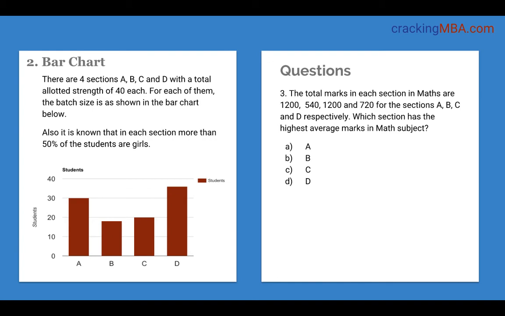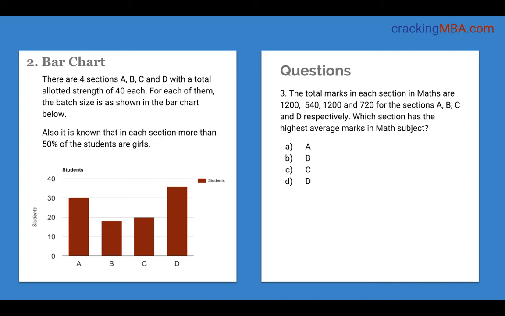Next question is, the total marks in each section in maths are 1200, 540, 1200 and 720 for the sections A, B, C and D. Which section has the highest average marks in the math subject? So this has to do with where you can put your pen on paper, or if you're good, you can visually analyze this as well.